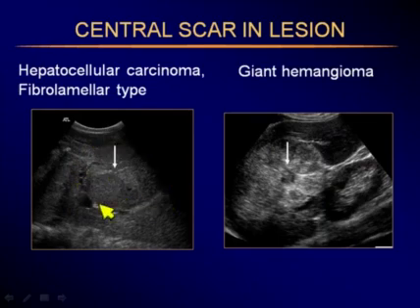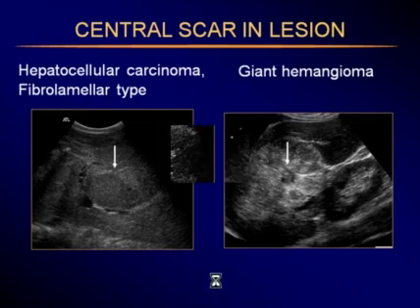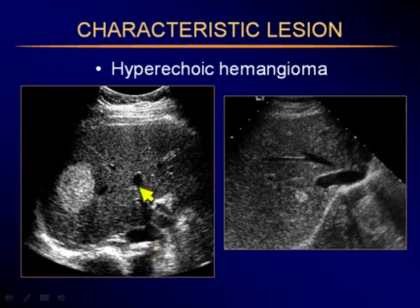Here's a lesion with a central scar, and this was a hepatocellular carcinoma. This was a lesion that seemed to have a central scar, and this ended up to be a giant hemangioma. So you see, even that central scar is not characteristic enough to be 100% diagnostic. We also have lesions in the liver that are homogeneous and hyperechoic, and most of the time they are hemangiomas. Both of these are, but we have to be very careful. There are other lesions that can look exactly like this that are not hemangiomas.